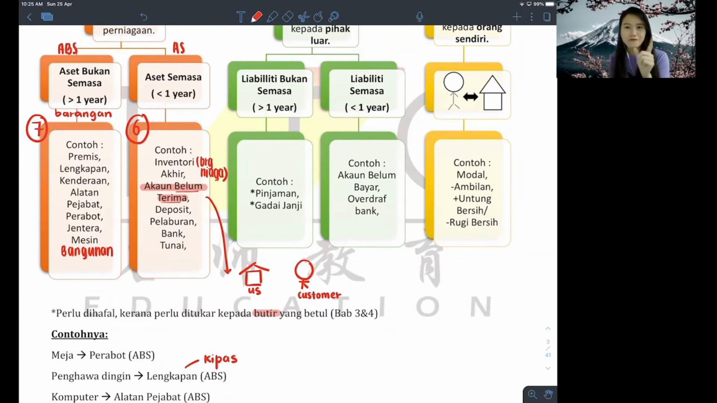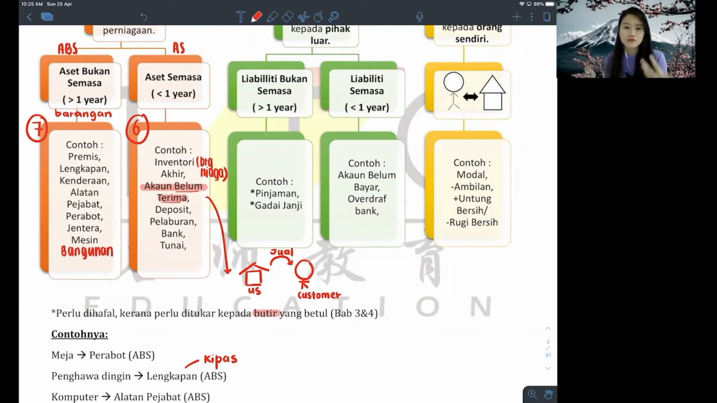You will first have to sell things to your customer, right? So the arrow goes like this, towards your customer. We have done a sale. But this sale has a special way to sell. We will sell to our customer in 2 ways, which is secara tunai ataupun secara credit.